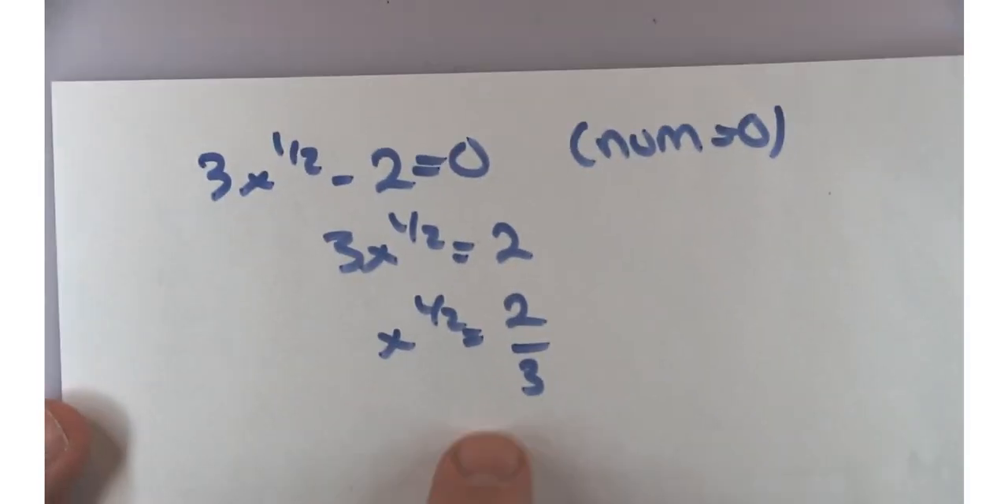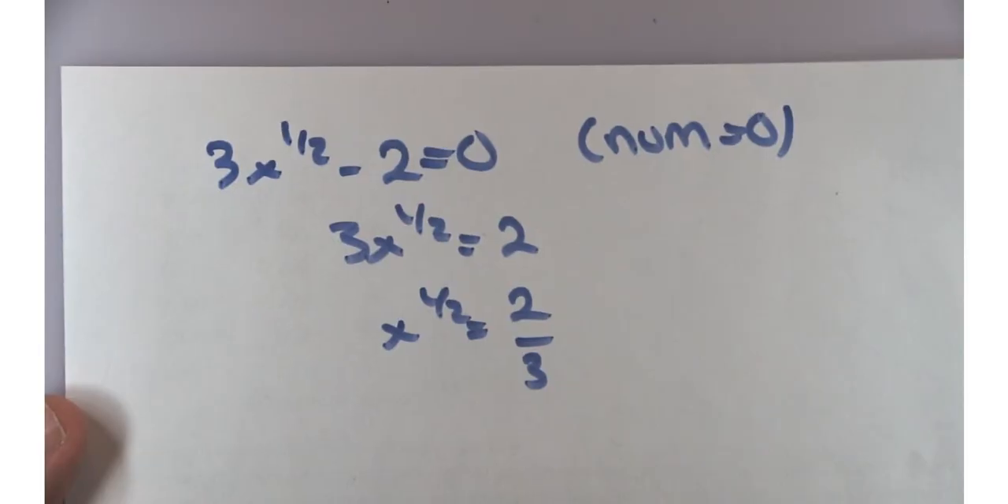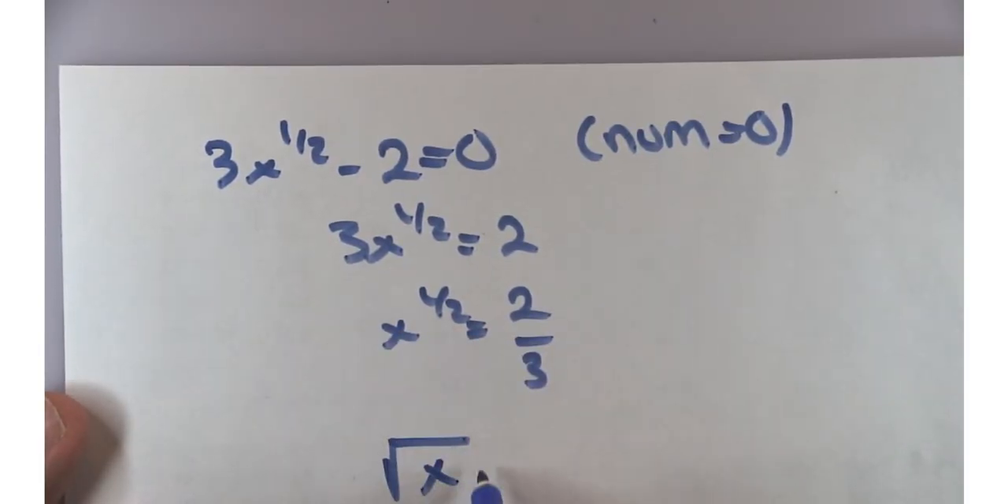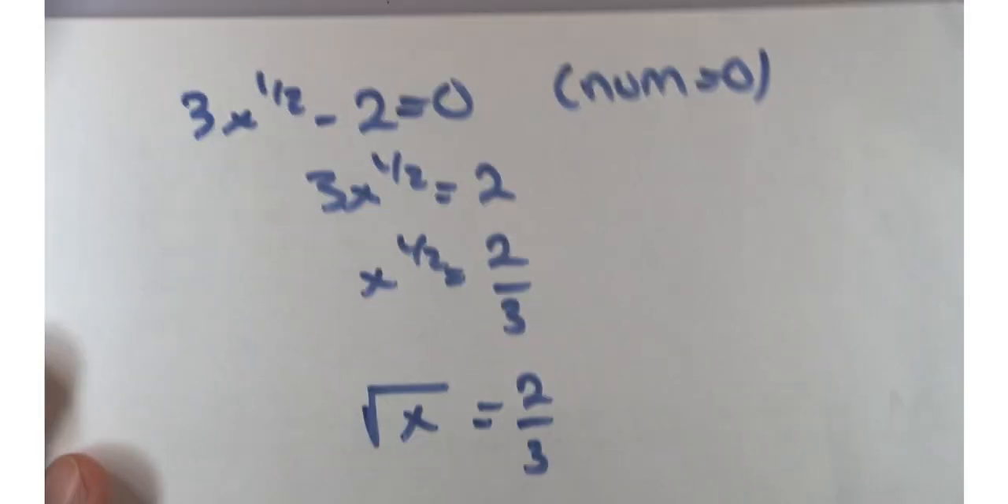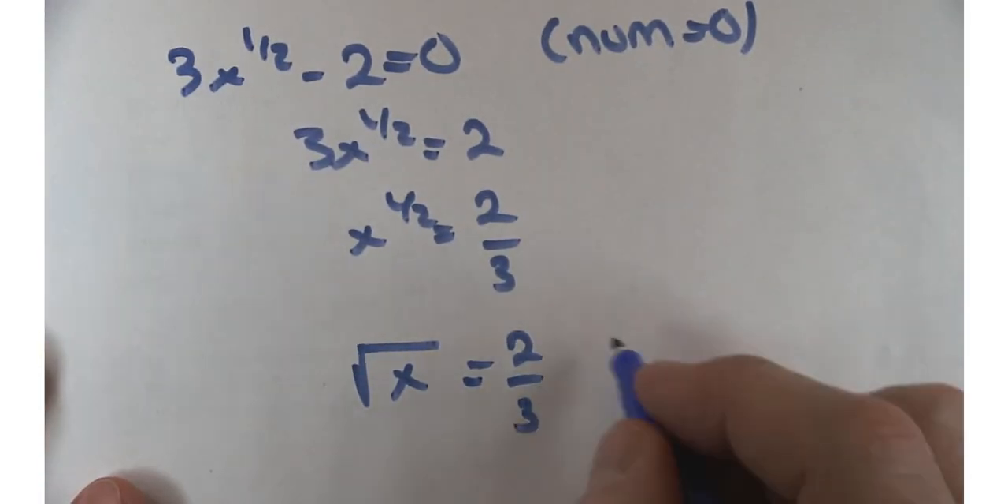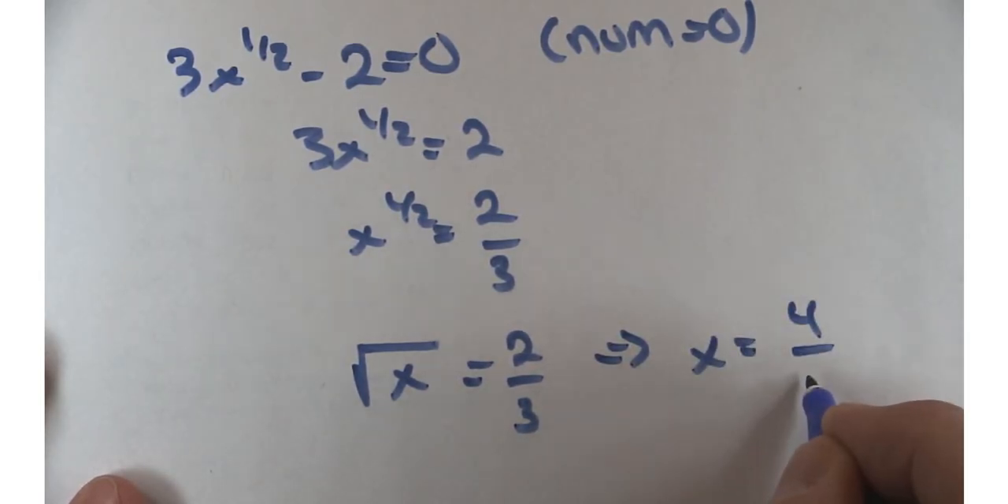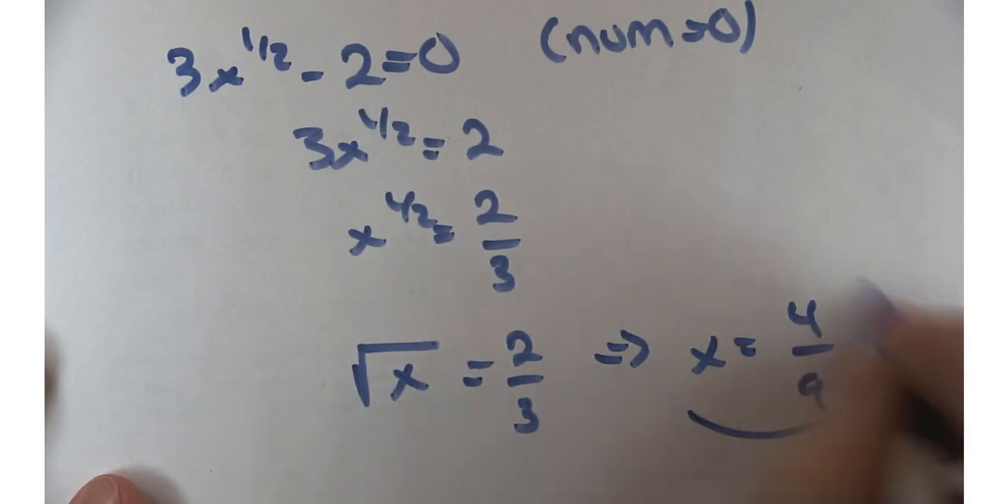How are you going to solve this? Square root. Well, this is a square root already. X to the 1/2 is a square root. Square both sides. Good. So if you square both sides, I get x equals 2 squared over 3 squared, or better yet, 4/9.